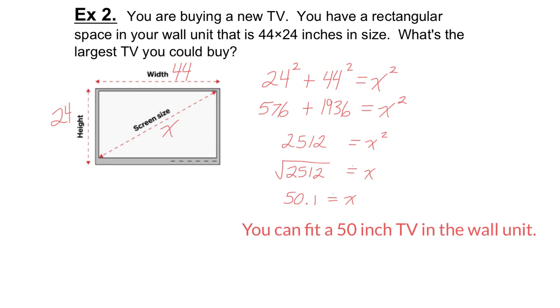This question was a little more straightforward. We know the height and width are 24 and 44 inches. That's given in the question. We want to find the screen size of a TV that will fit in that spot. So this is a right triangle. We're finding the hypotenuse. So 24 squared plus 44 squared equals x squared. Solve, we get about a 50-inch TV. That would be the largest TV you could fit in that wall unit.